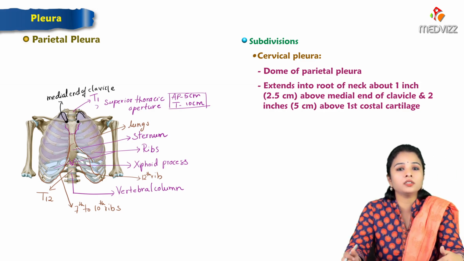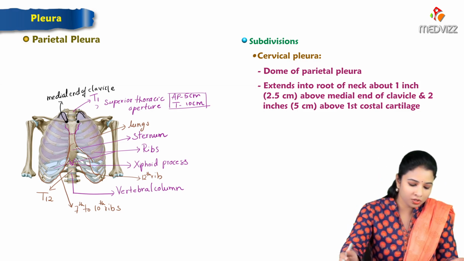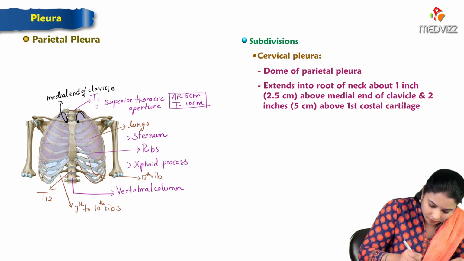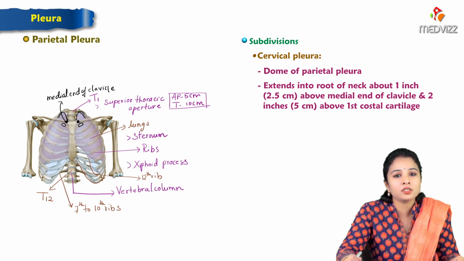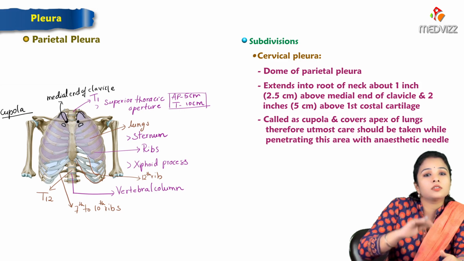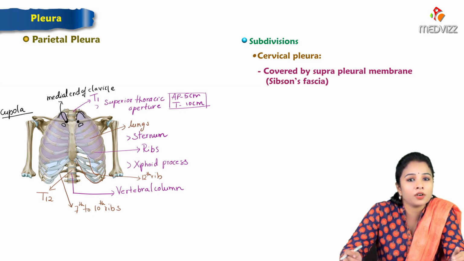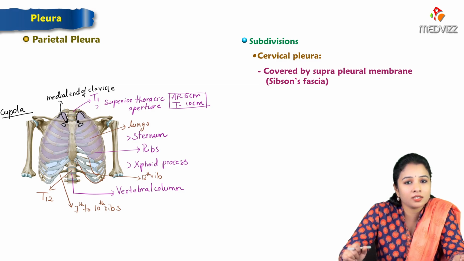So it is around 1 inch above the medial end of the clavicle and 2 inches above the first costal cartilage. So this is the first costal cartilage. So 2 inches above the first costal cartilage. This cervical pleura of parietal pleura is also called as the cupola. Cupola means dome-like and it covers the apex of the lungs. Therefore, utmost care should be taken while penetrating this area with the anesthetic needle.